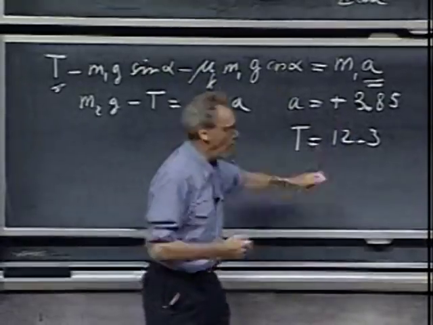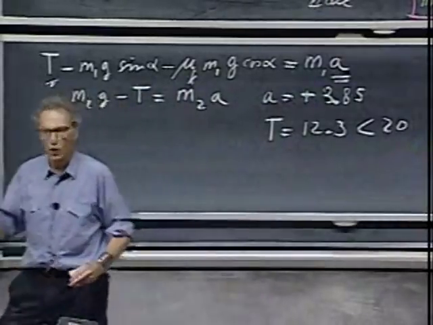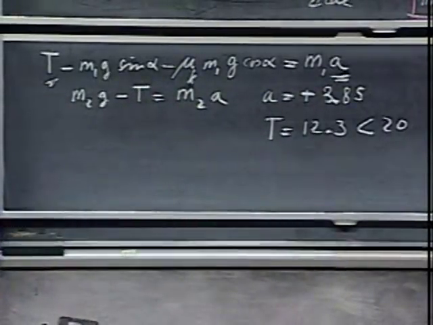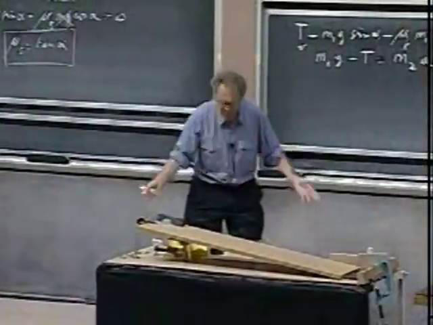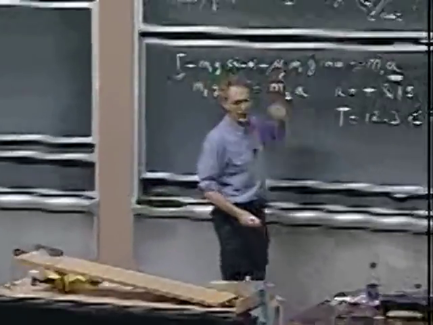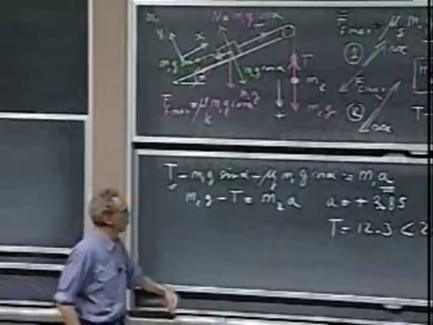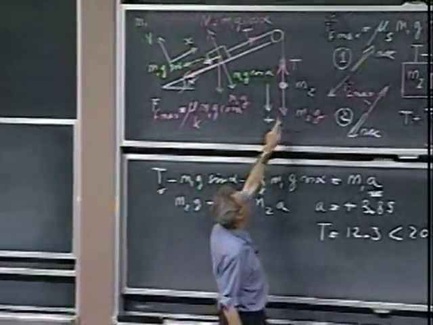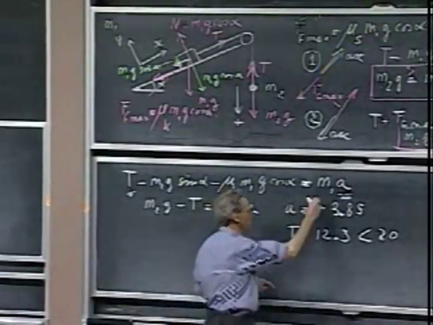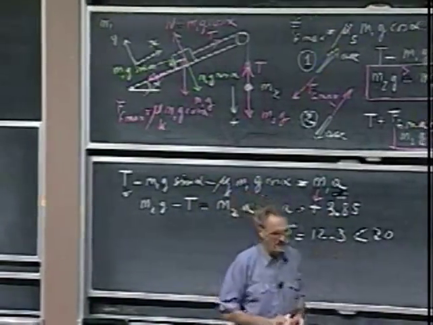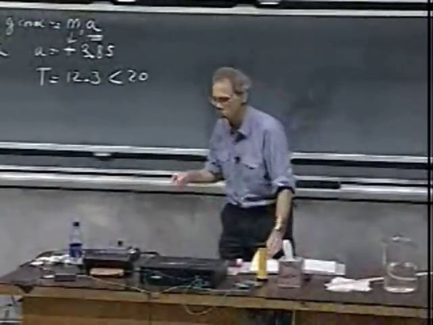I also want this number to be less than 20. If not, I've made a mistake. Why does that number have to be less than 20? Exactly. This object is going down. To put it the way we put it last time, it lost weight. It's accelerated downwards. This m2 g, which is 20, better wins it from T, otherwise it would never be accelerated down. So this plus sign is a must, and this is a must. And if you find not a plus sign but a minus sign, you have to go back to your calculation because you've made a mistake.